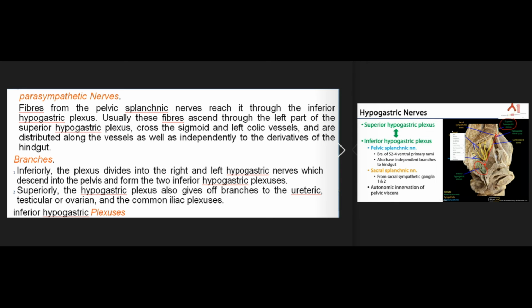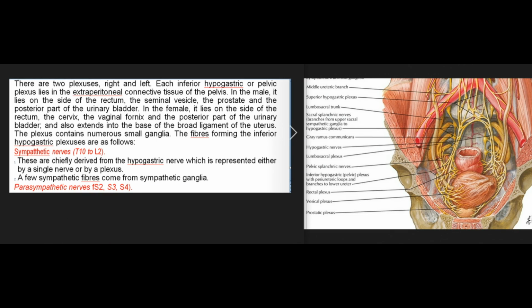Inferior hypogastric plexuses. There are 2 plexuses, right and left. Each inferior hypogastric or pelvic plexus lies in the extraperitoneal connective tissue of the pelvis. In the male, it lies on the side of the rectum, the seminal vesicle, the prostate, and the posterior part of the urinary bladder. In the female, it lies on the side of the rectum, the cervix, the vaginal fornix and the posterior part of the urinary bladder, and also extends into the base of the broad ligament of the uterus. The plexus contains numerous small ganglia.